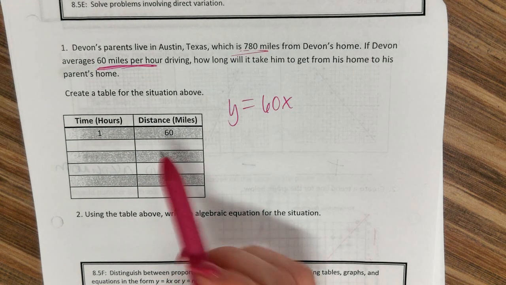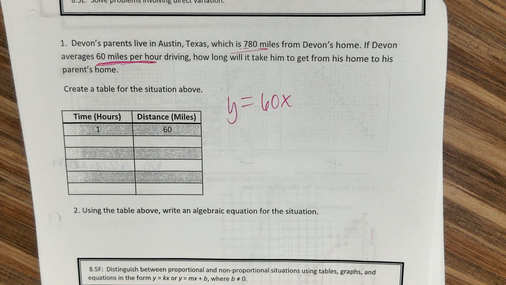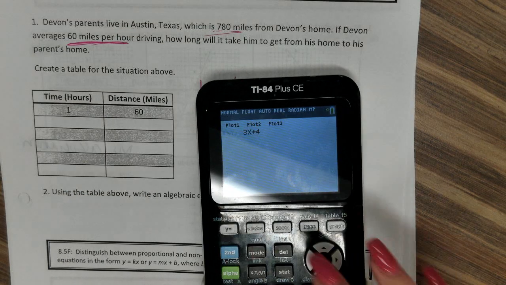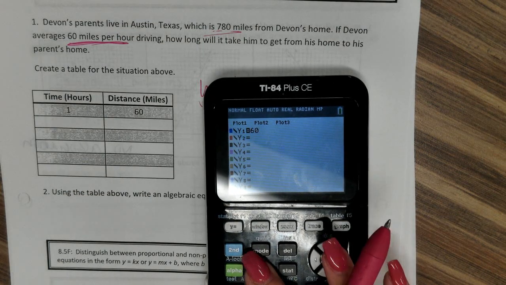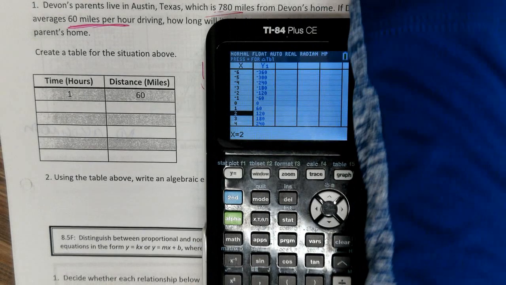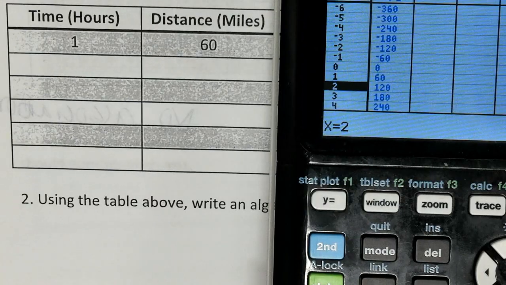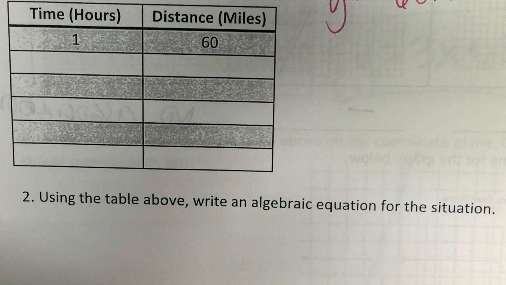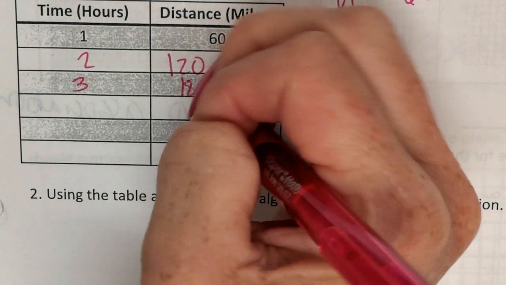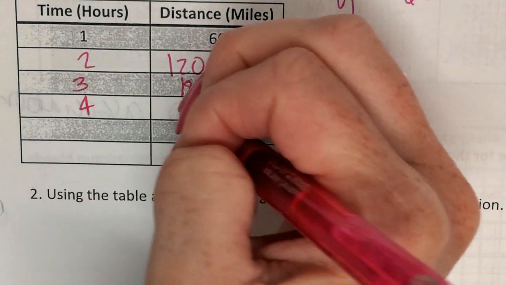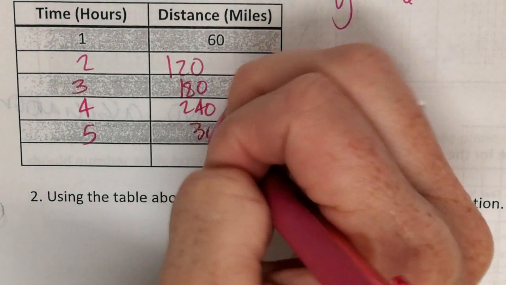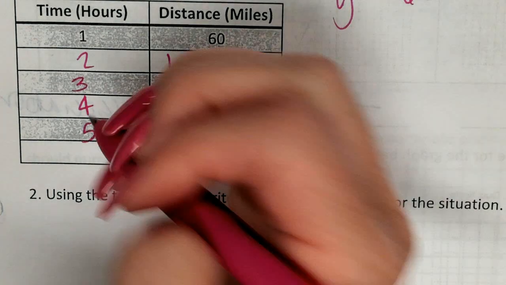Then you would fill out your table. How would you fill out your table? In your y equals button. So you would go to y equals and type in 60x. And you would go to your table. When x is 1, y is 60. Do y'all see it? I'll zoom in. When x is 2, y is what? So 2, 120. When x is 3, y is 180. And I mean, you could keep going. When x is 4, y is 240. When x is 5, 300. When x is 6, 360.